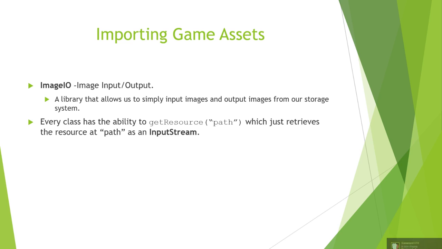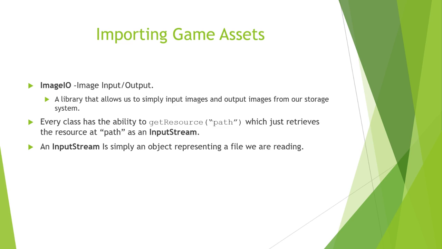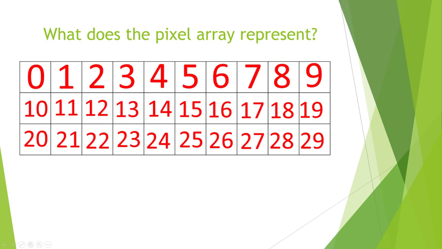Now, an input stream is exactly what it says. It's a stream of input. So if you have a file that is an input, this is a stream of data from that file. An object representing a file that we're reading is an easy way to think of it as well. ImageIO.read(inputStream) reads an image at a specific input stream. So it reads that image to a BufferedImage. Pretty much this is how we're going to get our BufferedImage from a file.